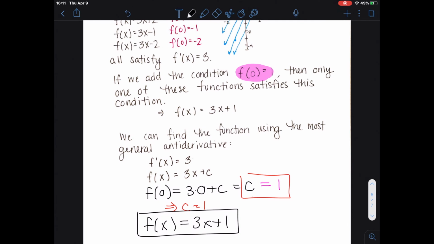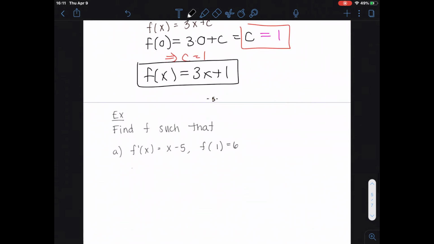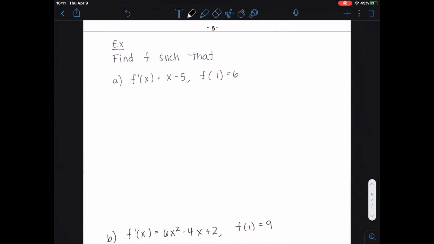So you don't want to have to sit there and try to go through every possible combination to find the value of c. Instead, use it algebraically to find the quantity you're looking for. So let's try just 2 examples. Let's find a function such that the derivative is x minus 5, but it goes through the point 1, 6. So the first thing I want to do is I want to find the most general antiderivative. So I want to integrate the derivative, which means I'm going to integrate x minus 5. Antiderivative of x is x squared over 2. Antiderivative of negative 5 is negative 5x. And then we get that arbitrary plus c tacked on.